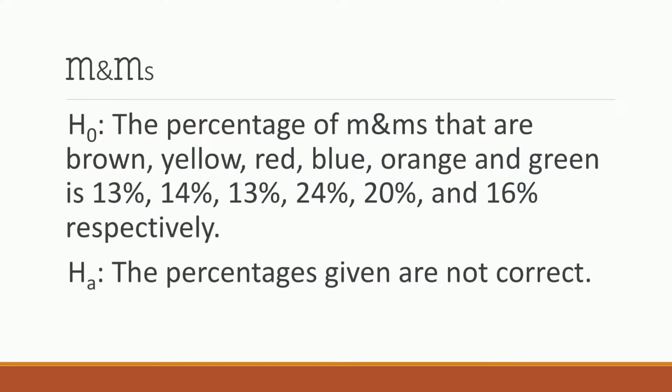They claim that brown is 13% of all M&Ms, yellow is 14%. These are not the pastel ones. So that's why I'm excited to try this. So this is the distribution for M&Ms. So you notice the null hypothesis is basically saying that this is the correct distribution.